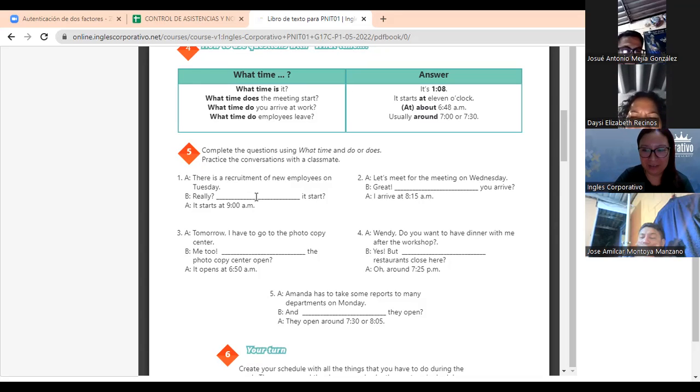Ah, el reclutamiento. Están dando sobre el día. Really? What time? It starts. Do or does, what time, mire cómo es la estructura, dice, what time does o what time do, dependiendo. En este escenario es tercera persona it. ¿Cuál ocuparía usted? Dos.